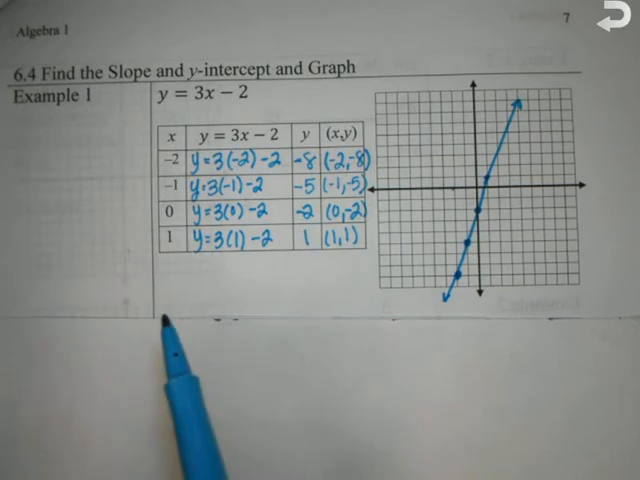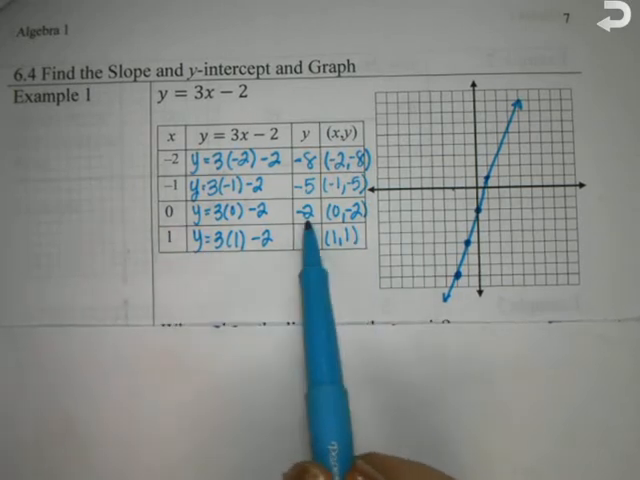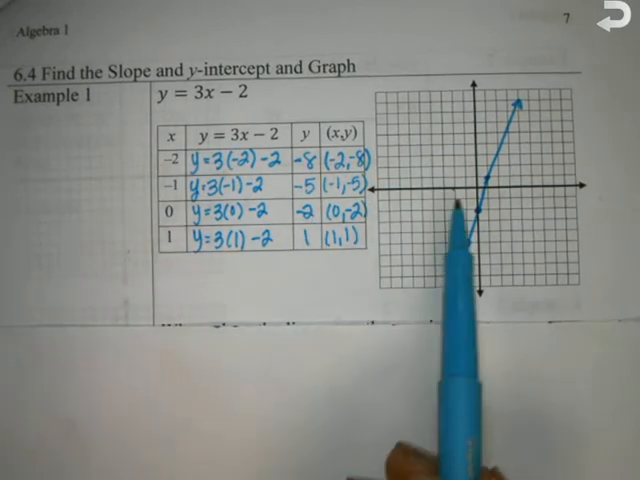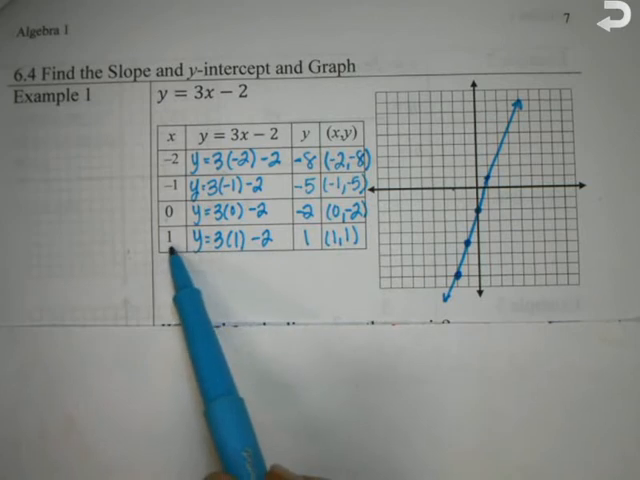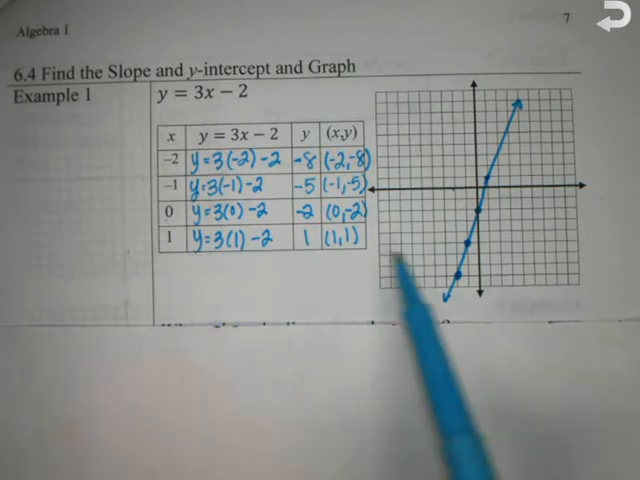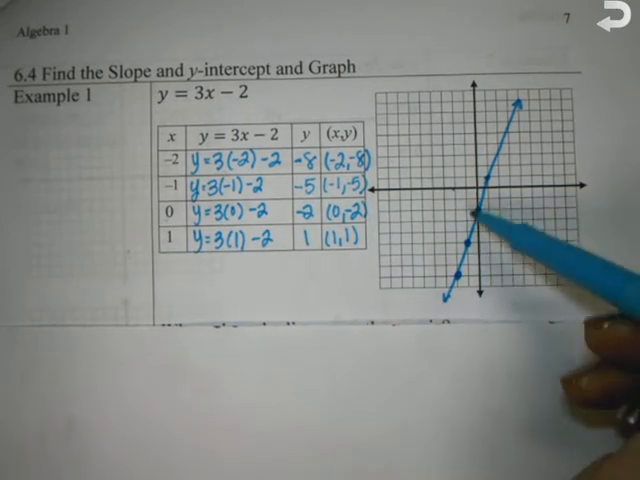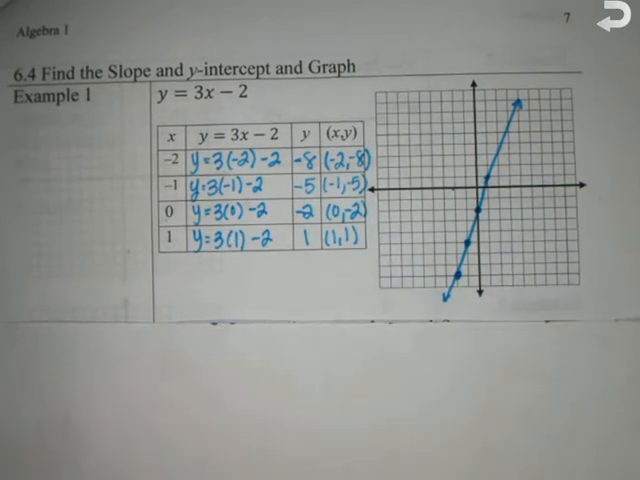For x equals 0, I got y is negative 2, and I plotted that point. And for x equals 1, I got y equals positive 1, so the point 1, 1. So I plotted all 4 of those points and then drew a line. Is that what your guys' looks like? Check it.